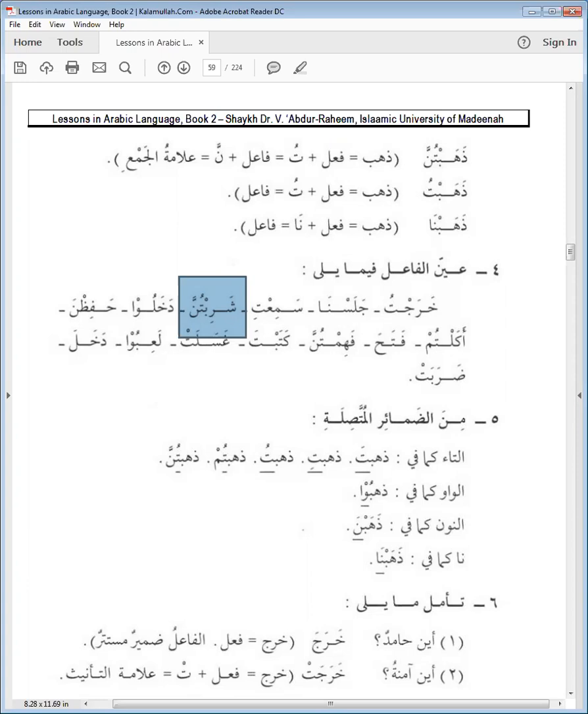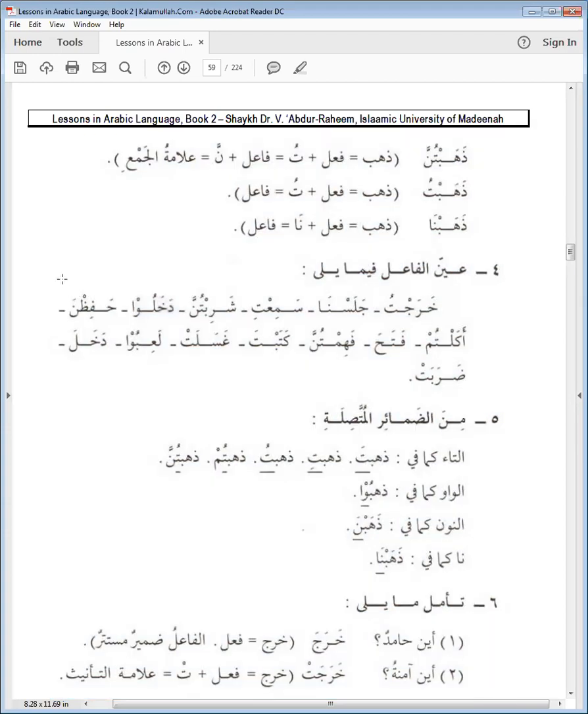Right? Now, next one. Dakhalu. Where's the verb there? And where's the doer of the verb? Fi'l and fa'il. Now, so dakhala is the fi'l and the waw al-jama'a is the fa'il. So the attached pronoun waw is the fa'il.